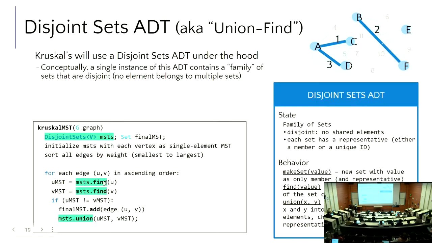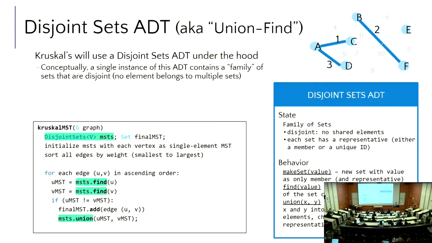We can pass in an individual vertex and figure out which set you are a part of. That's what's going on here with these finds. And then finally, the third function that we have to implement is union, which is happening down here, which is, okay, now I want to mark these sets as officially combined, i.e. I've added an edge that connects them.